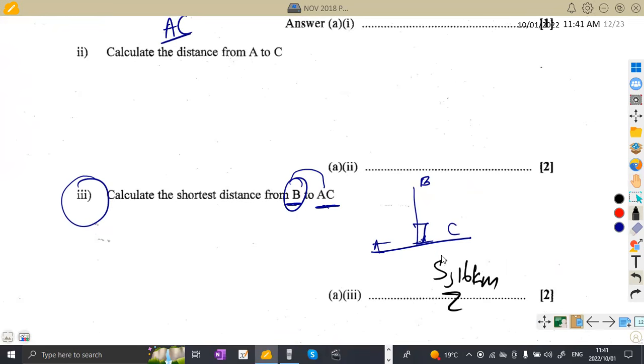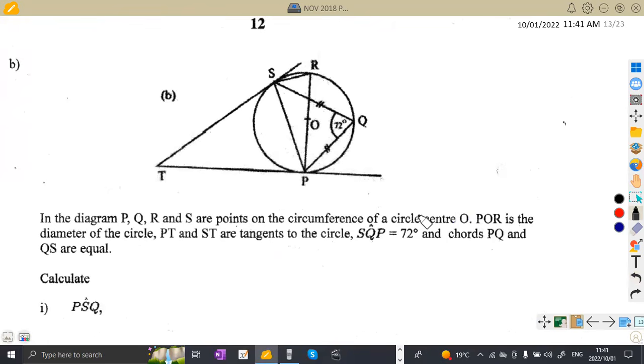Okay, so it was a matter of playing around with the questions that you are given, and it can work if you do that. In part B, we are now given a circle. In the diagram, P, Q, R, S are points on the circumference of a circle with center O, and POR is the diameter. A diameter subtends an angle of 90 degrees, so this whole angle RSP is 90 degrees.